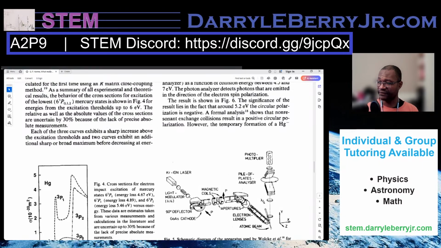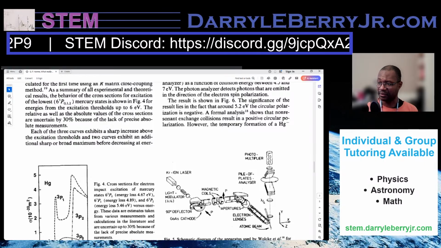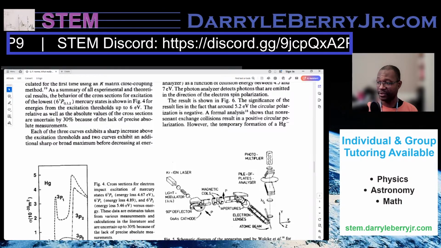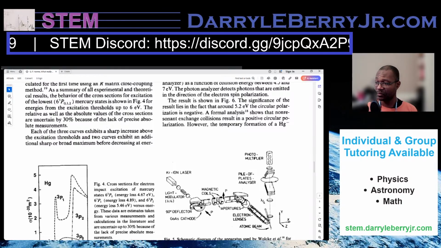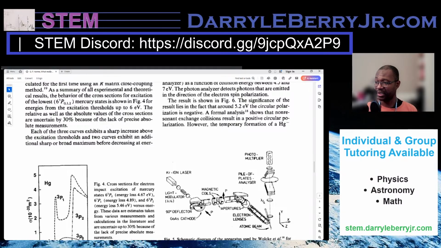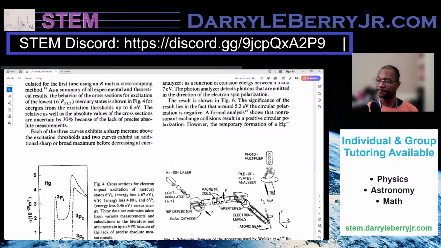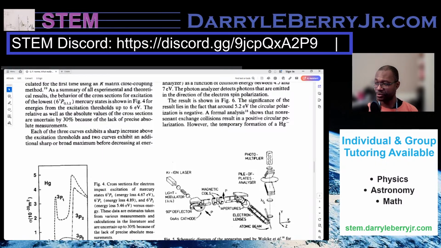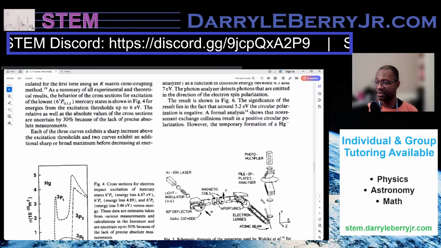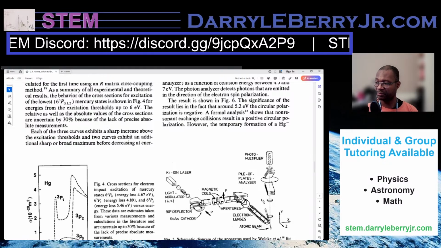The result is shown in figure 6. The significance of the result lies in the fact that around 5.2 electron volts, the circular polarization is negative. All right. A formal analysis shows that non-resonant exchange collisions result in a positive circular polarization.